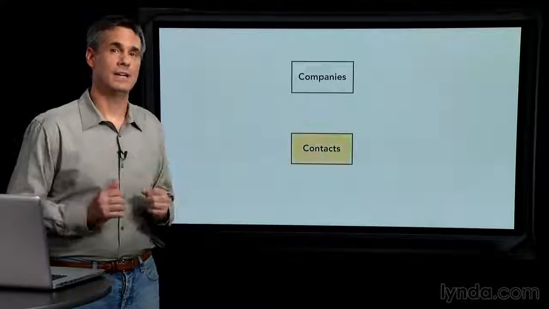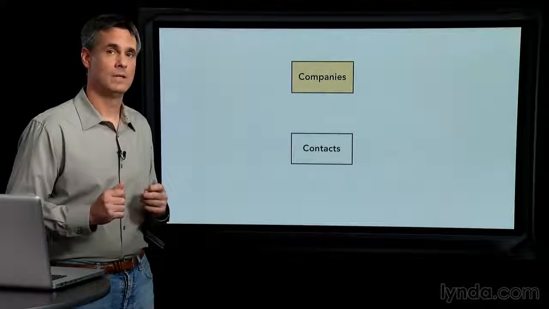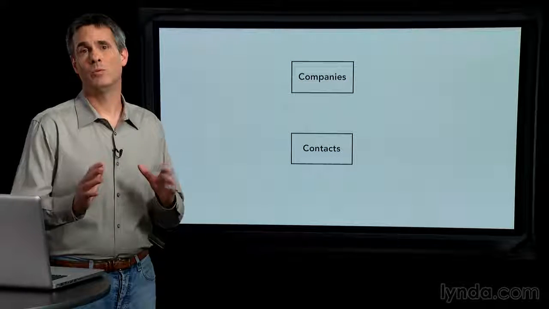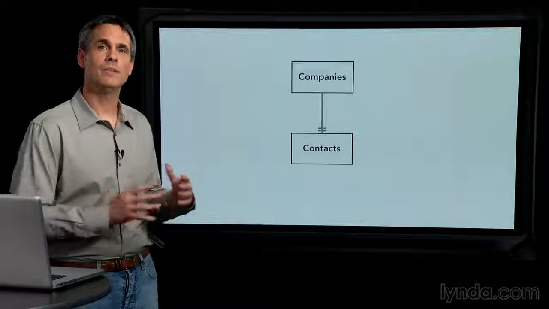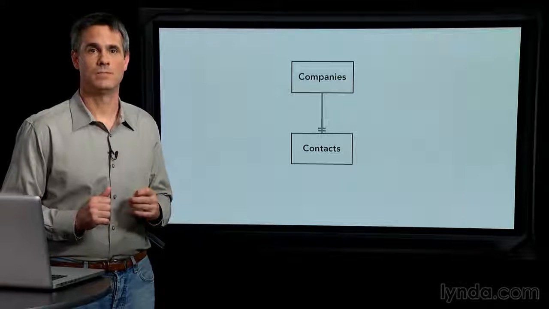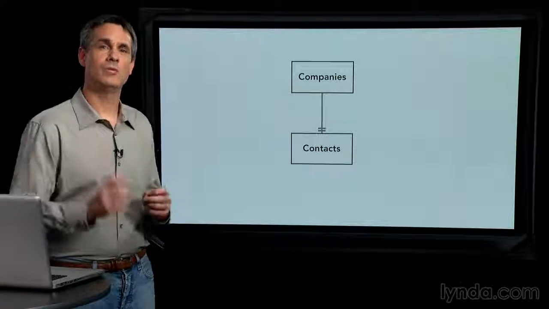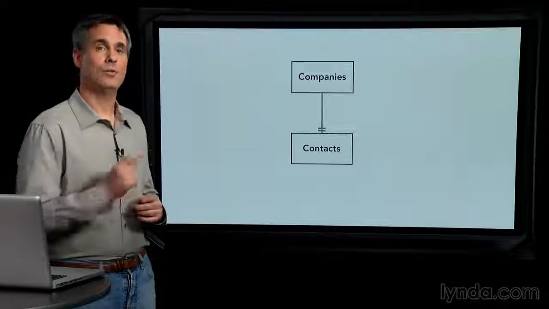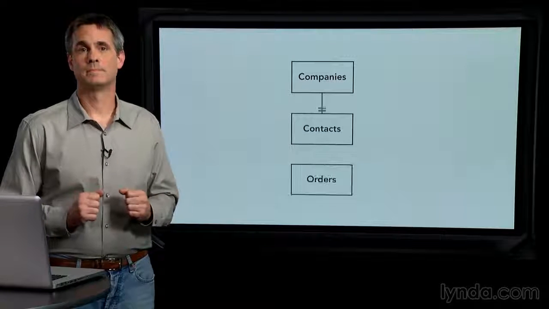Can each contact be part of more than one company? No. Let's assume that a person can only work for one company at a time. So data modelers would call the relationship between companies and contacts a one-to-many relationship. And we'll visually represent the relationship between these two entities with a line between the two boxes. The double hash is going to be on the side of contacts because it's the many or child table in this relationship. Next, let's evaluate the rest of the relationships by adding the orders entity to the discussion.